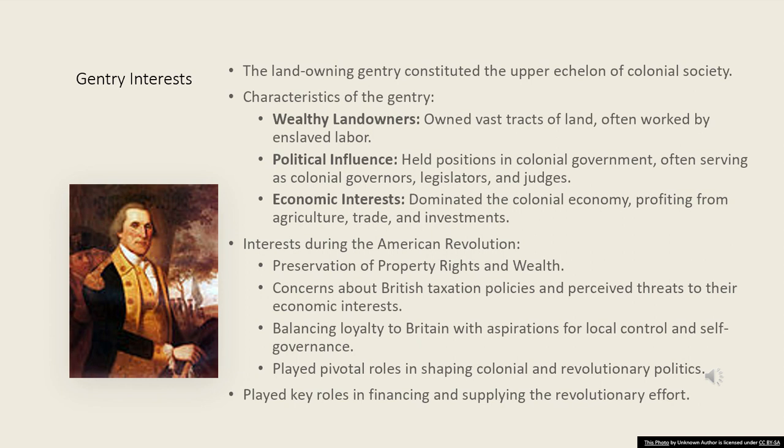During the American Revolution, they were concerned about the preservation of their property rights and wealth, making them cautious about radical revolutionary changes. The gentry had grievances with British taxation policies, particularly policies that affected their economic interests. Balancing loyalty with Britain, where many had personal ties, with aspirations for local control and self-governance, was a challenge.